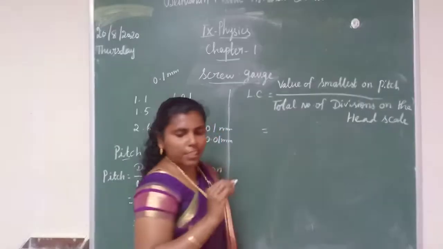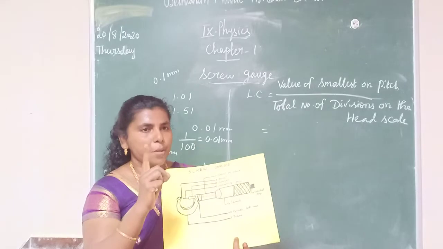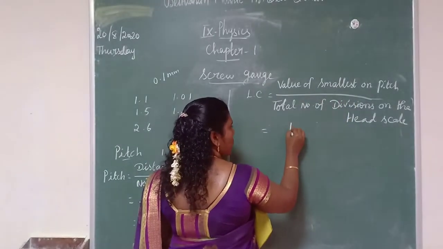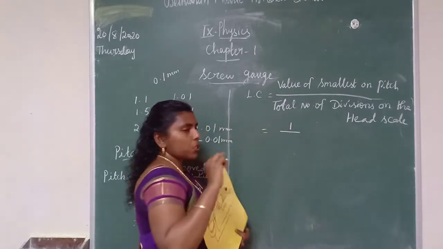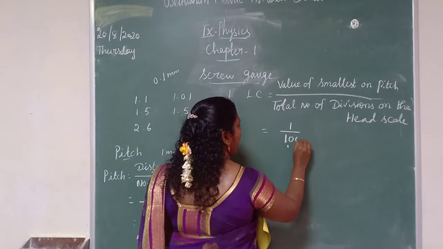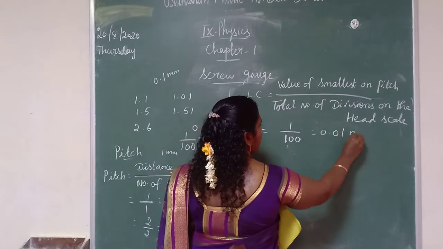So the smallest reading on the pitch scale is 1 millimeter. So the value of the smallest division on the pitch scale, that is 1 divided by, how many divisions on the head scale? 100 divisions. So 1 divided by 100. The value is 0.01 millimeter.